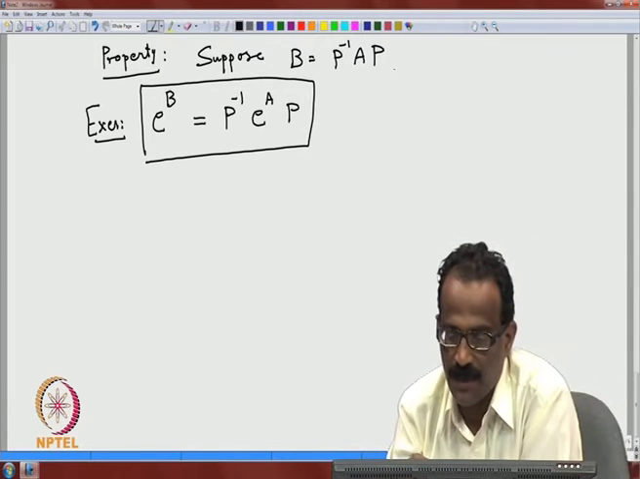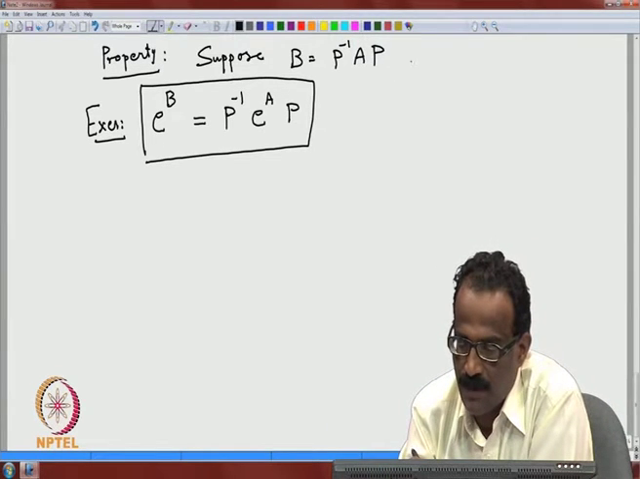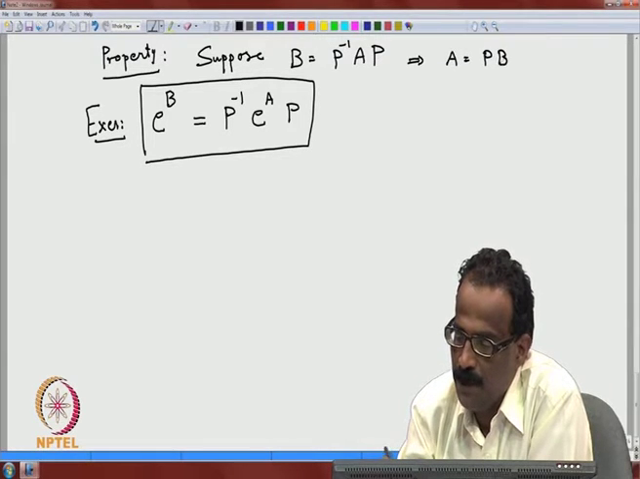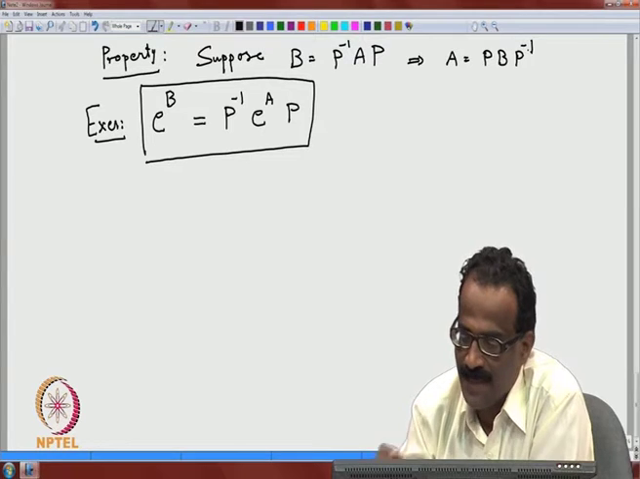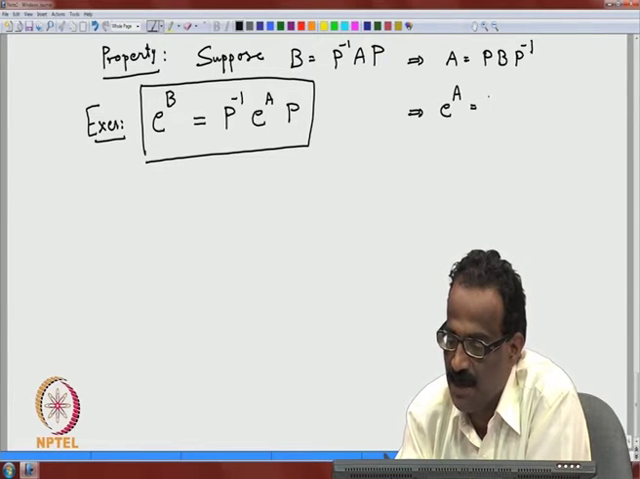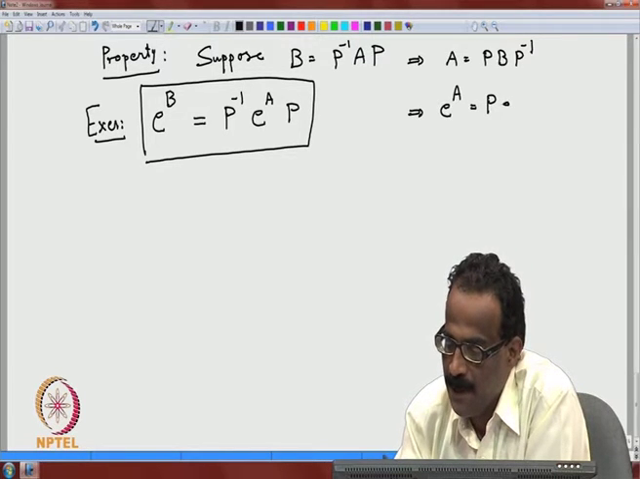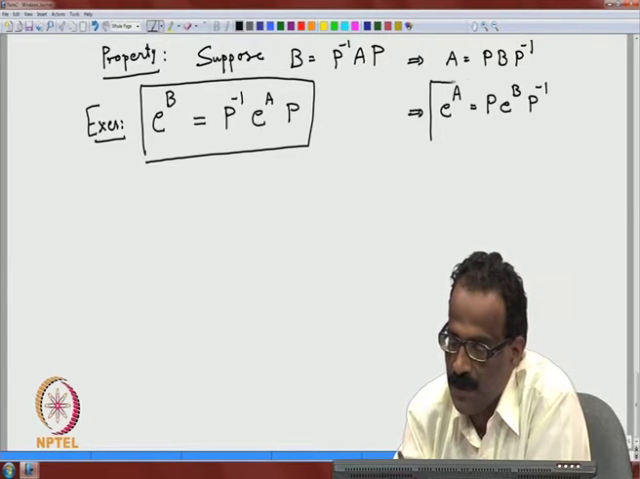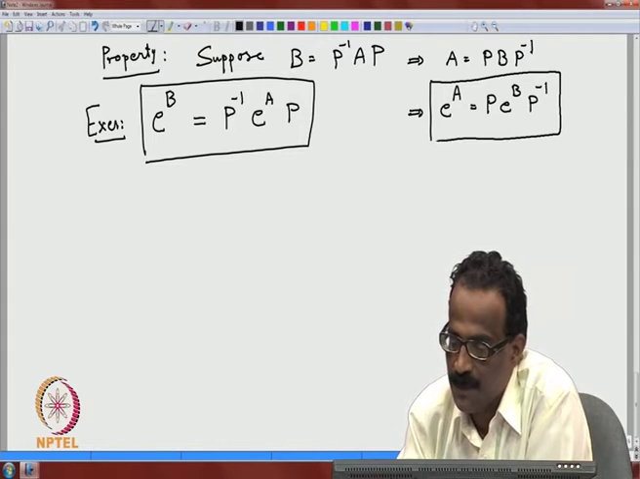You can do this the other way also. If this is so, this implies of course A is equal to P B P inverse, and that also implies e power A, because P is an invertible matrix, equals P e power B P inverse. This is one important property which now we are going to use.